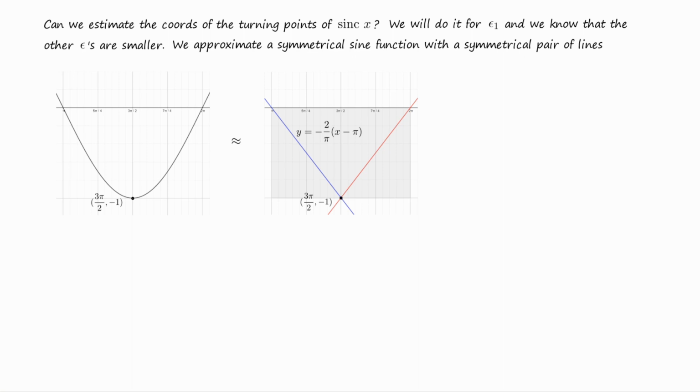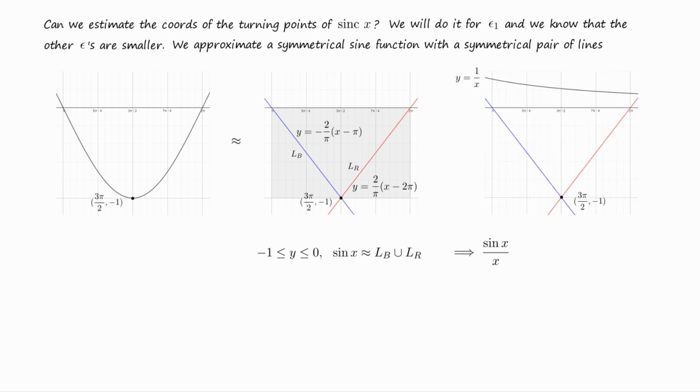It's easy to show that the blue line has equation y equals -2 over pi times (x minus pi), and I'll call that L sub b, and that the red line has equation y equals 2 over pi times (x minus 2 pi), and I'll call that L sub r. So for y between -1 and 0, we approximate sine x as the union of L sub b and L sub r. Of course, we want an approximation for sine x over x, which in this case is L_b over x unioned with L_r over x.